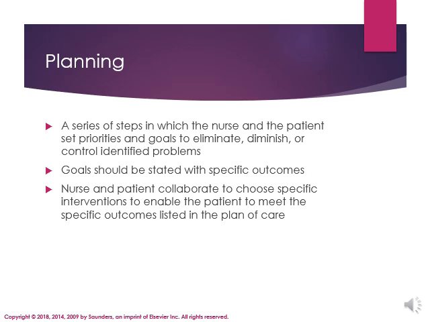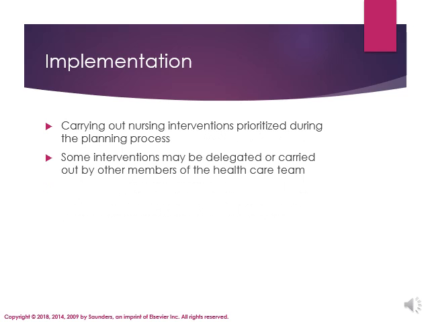In the planning stage, it's a series of steps in which the nurse and the patient set priorities and goals to eliminate, diminish, or control identified problems. Goals should be stated with specific outcomes. The nurse and the patient collaborate to choose specific interventions to enable the patient to meet the specific outcomes listed in the plan of care. It's very important that the patient be involved in the planning stage of the nursing process.